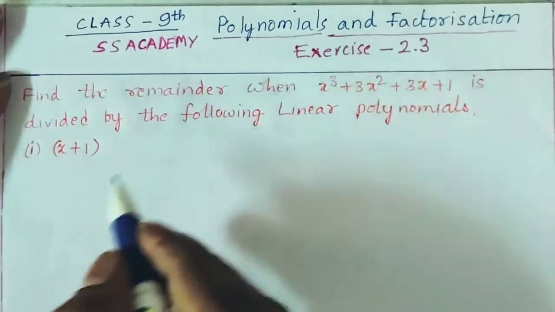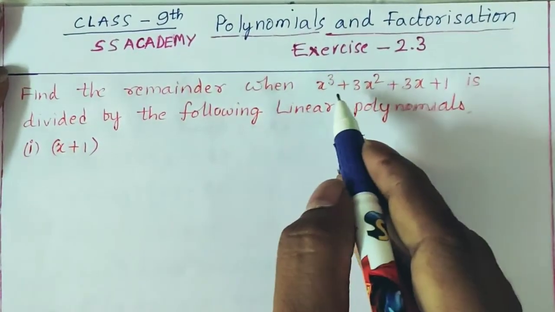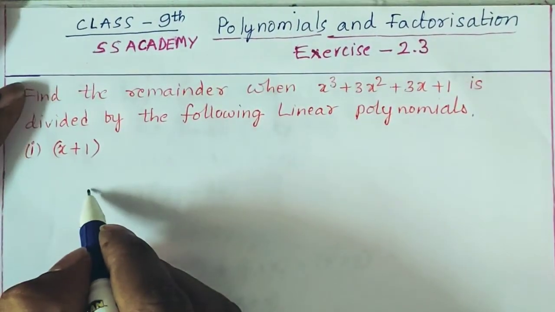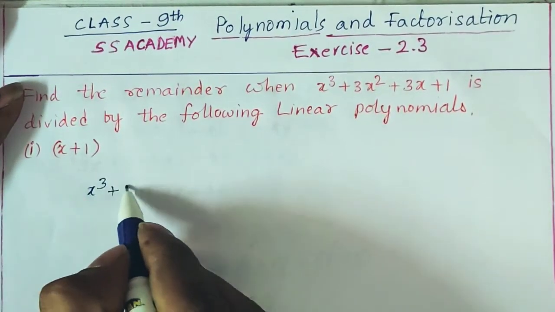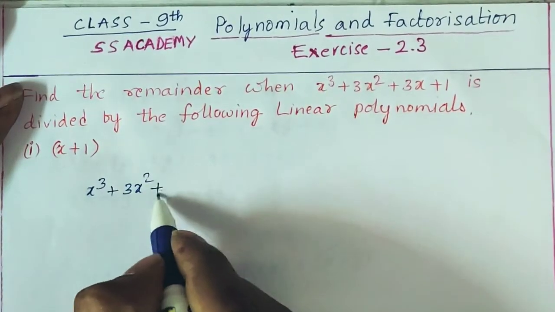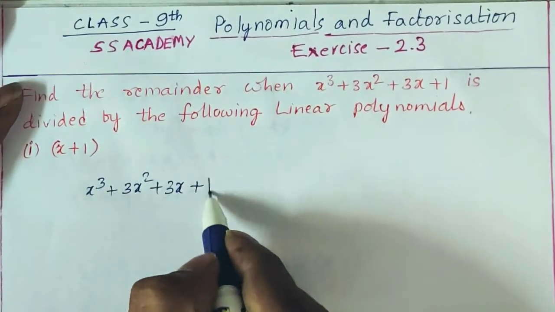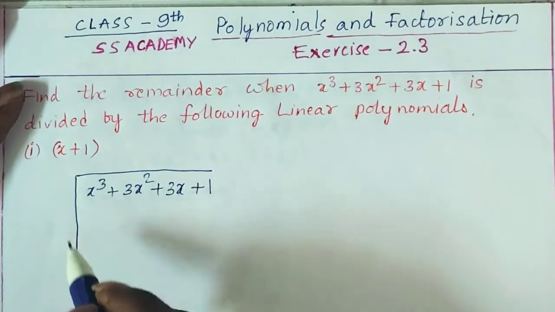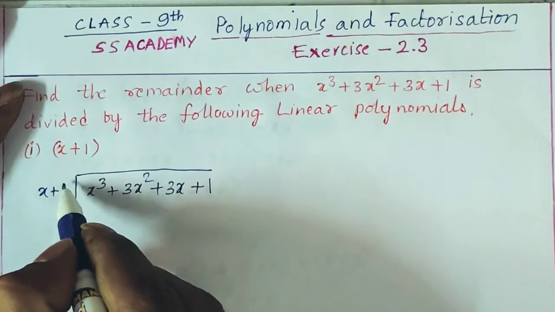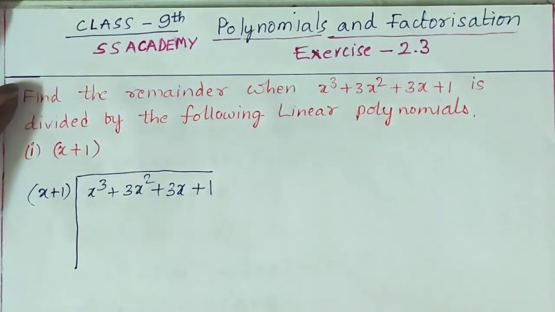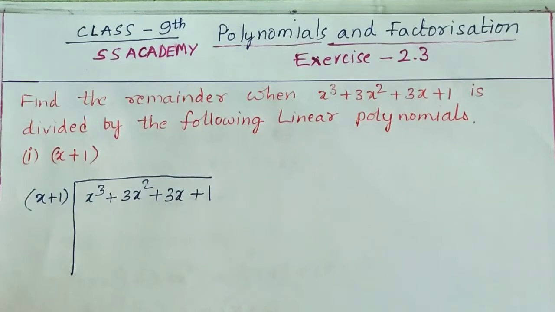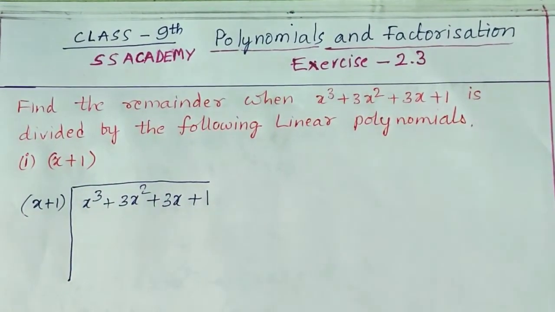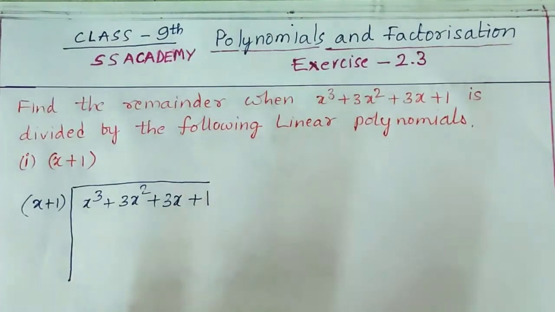So let me write. What is given here? It is given that x cube plus 3x square plus 3x plus 1. Write it first: x cube plus 3x square plus 3x plus 1, divided by x plus 1. To solve this problem, we need to follow certain steps. They are basic and very helpful in solving this kind of problem.